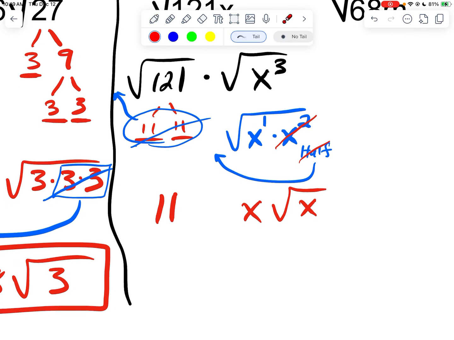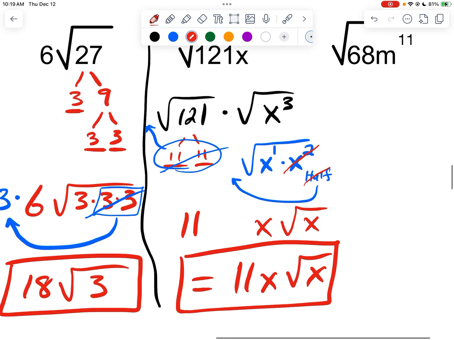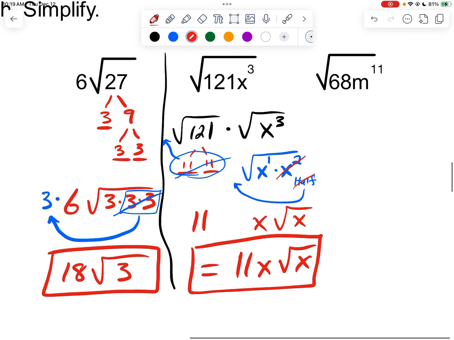Now, I ended up with 11 on the number part, and then x times the square root of x on the second part. This is basically a number times a letter. Let's just push them together for our final answer of 11x times the square root of x. Okay? Now on the last one here, we're going to do the same exact thing.